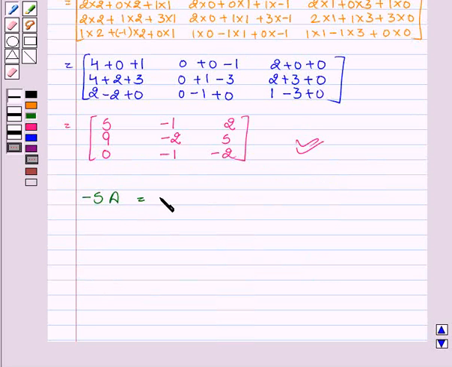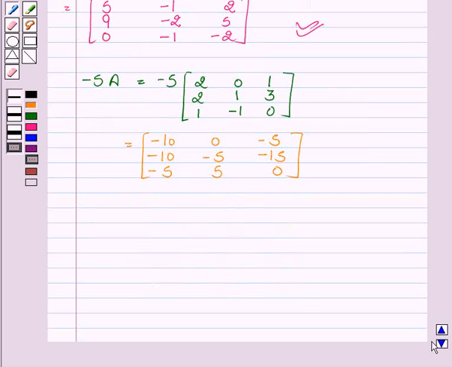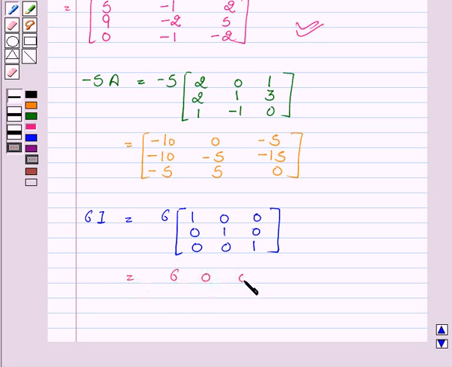Minus 5A equal to minus 5 into matrix A, which is [2, 0, 1; 2, 1, 3; 1, -1, 0]. So this is equal to [-10, 0, -5; -10, -5, -15; -5, 5, 0]. So this is the value of minus 5A. Now we'll find the value of 6I. 6I equal to 6 into identity matrix of order 3, [1, 0, 0; 0, 1, 0; 0, 0, 1]. This is equal to [6, 0, 0; 0, 6, 0; 0, 0, 6].